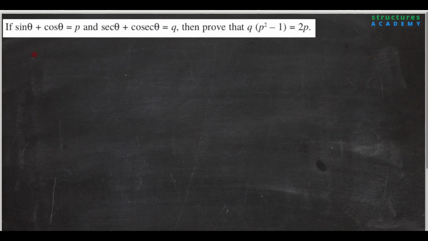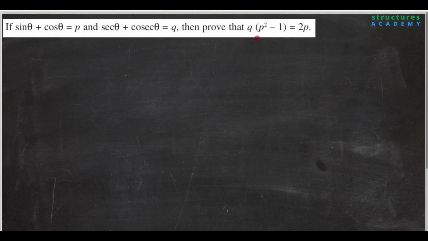Alright, let us look at another question in trigonometry related to the proving of identities. We are given sin theta plus cos theta equals P and secant theta plus cosecant theta equals Q. We have to prove Q into (P square minus 1) equals 2P. So if you look at the left hand side here, there are specific terms. There's Q and there's P square and there's minus 1.